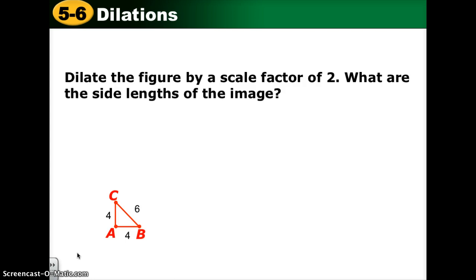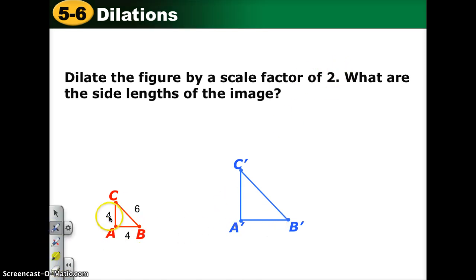Dilate the figure by a scale factor of 2. Before we do that, let's think about what that means. Scale factor of 2 means we're going to enlarge our image. What are the side lengths of the new image? So here's our new image. The little dashes mean prime. That allows us to correlate A with A prime as the same angles. So if we're going to use a scale factor of 2, we multiply all the side lengths by 2. So now we have 8, 8, and 12.